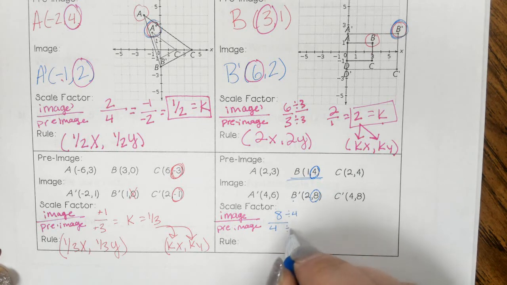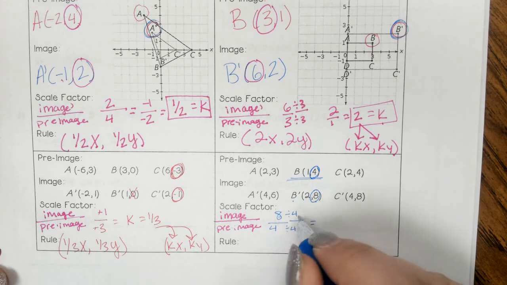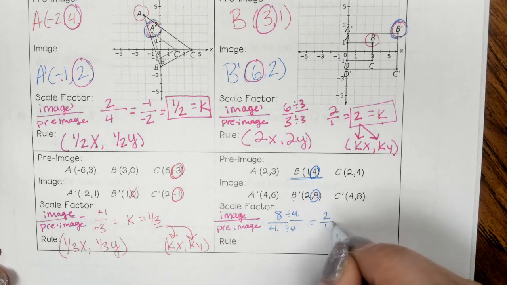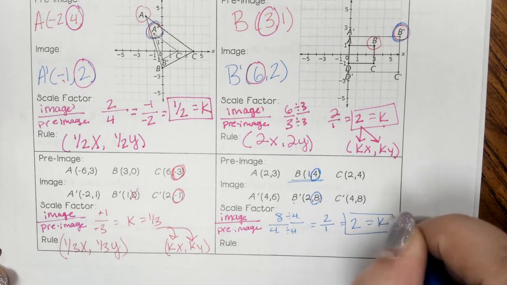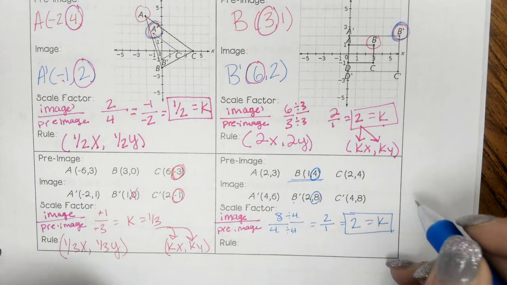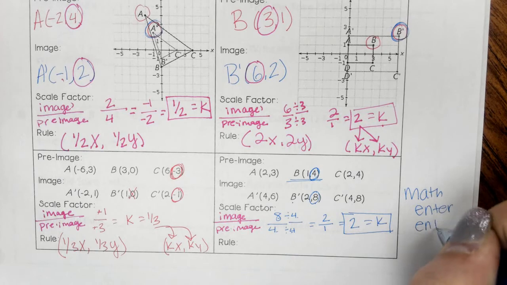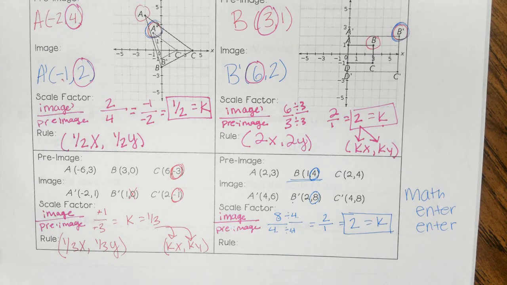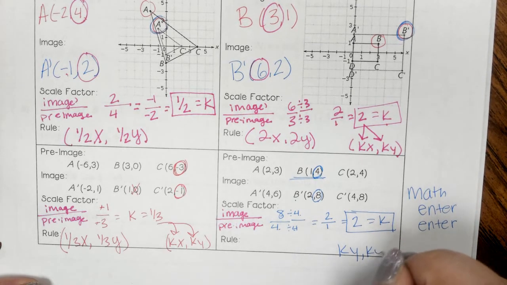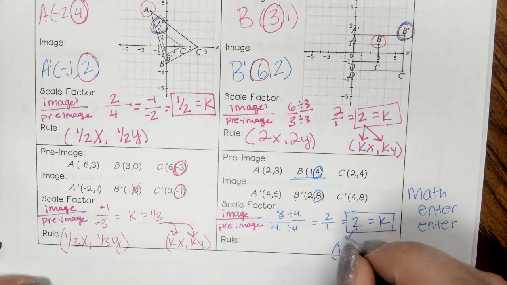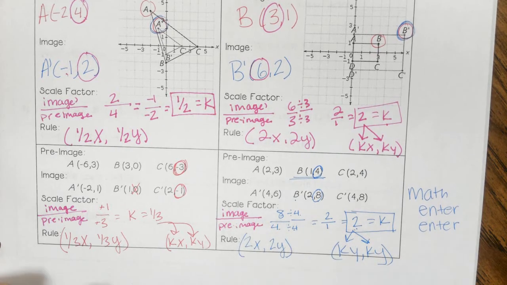dividing both of those numbers by 4, so I'm still dividing by 1, which doesn't change the value of this number. 8 divided by 4 is 2, 4 divided by 4 is 1, 2 over 1 is 2. 2 is k. You guys can reduce these fractions in your calculator. You have a TI-84, so you're hitting math, enter, enter. That's the same as on a TI-83 as well. K is the scale factor, so you're replacing k with that number 2 in the general rule, kx, ky. 2x, 2y is the general rule.